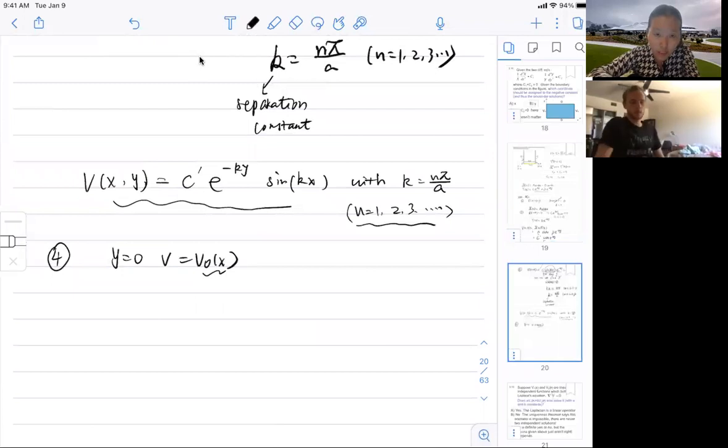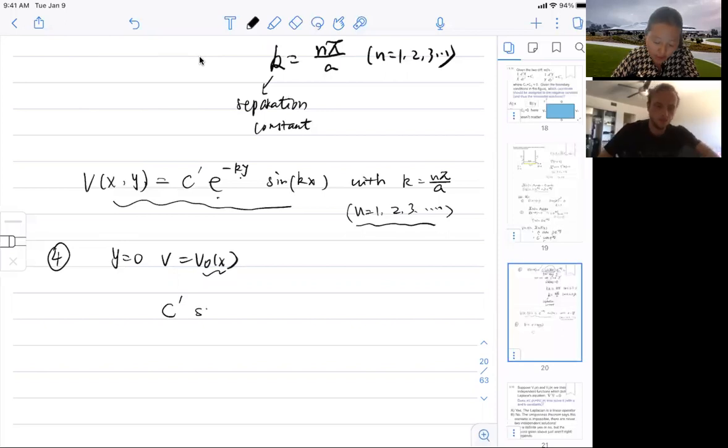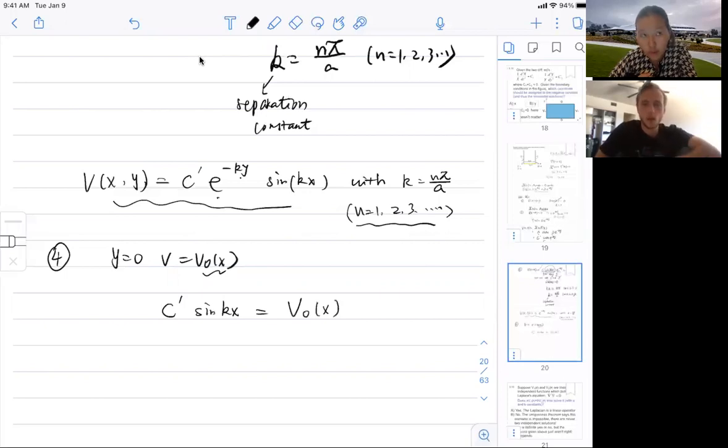Okay. All right, so our last boundary condition, let's plug it in, y equals 0. So y equals 0, this term is 1, right? This becomes c prime sine of kx, gotta be some kind of a given boundary condition. We don't know what it is. And the problem may choose to give you whatever function they like for v naught of x. Okay, look at this and see what we are going to do here.